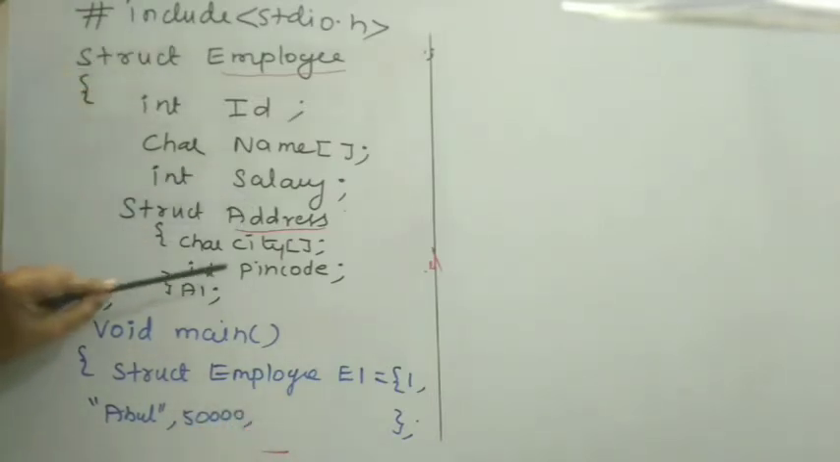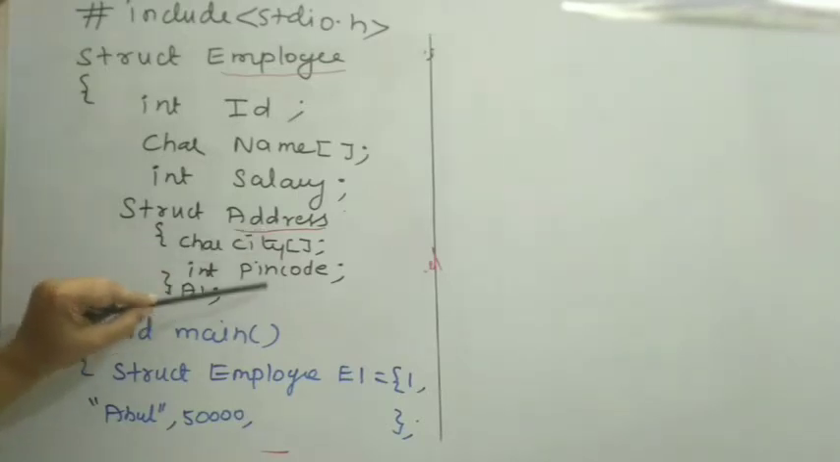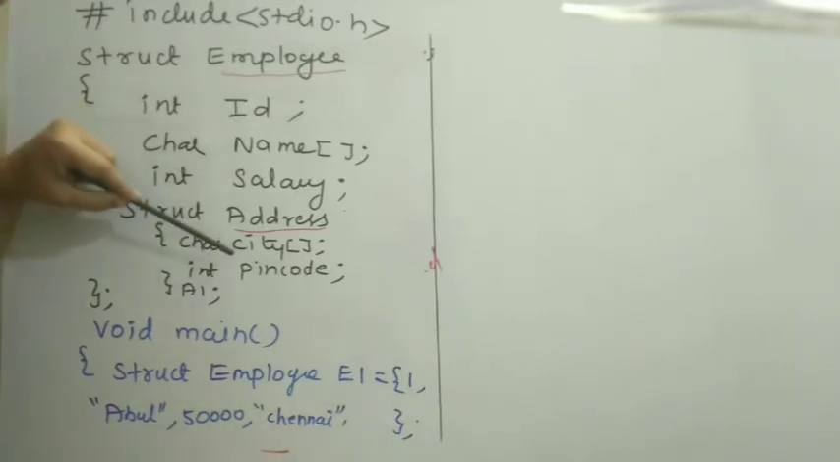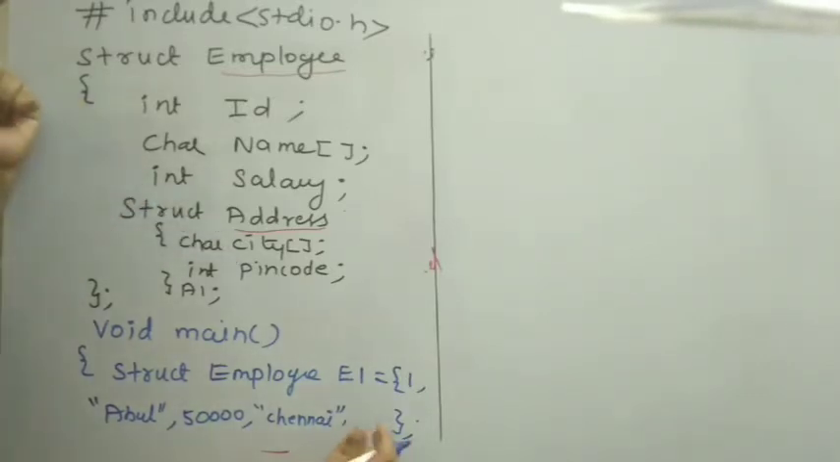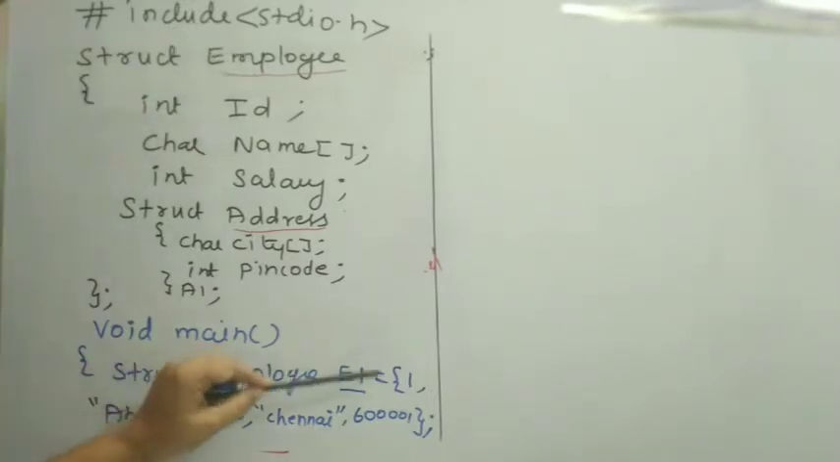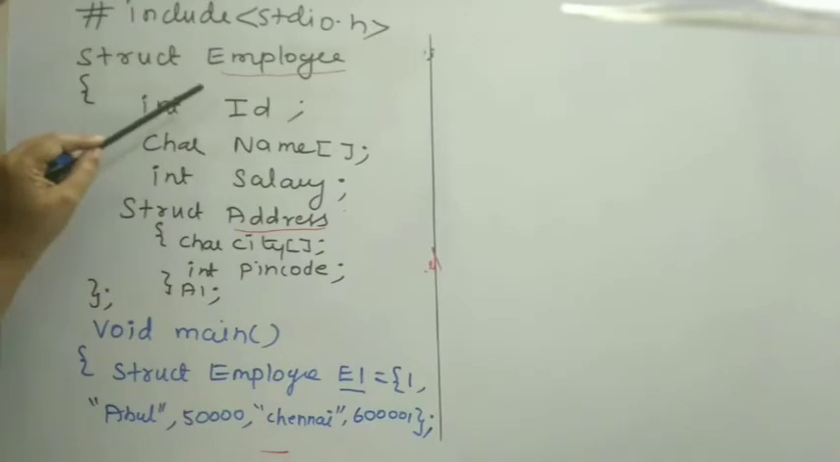Okay, and then I need to assign value for the next data member, address, that is for the data members of the structure address. The first data member is city, so I am assigning the value Chennai. Then the value for the next data member, pin code, is 600001. Okay, close the set of values with this curly brace and close the declaration. So I have declared a structure variable E1 for this outer structure employee. Using this structure variable, now I want to access its data members.